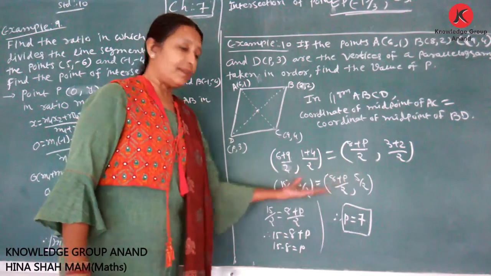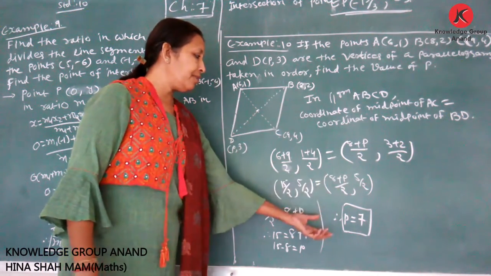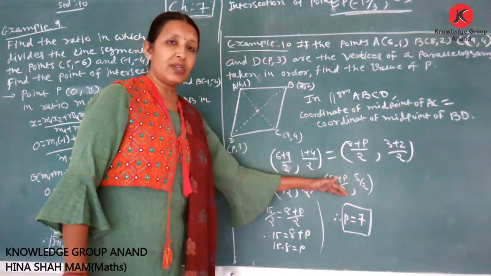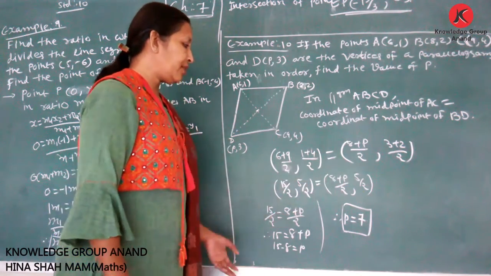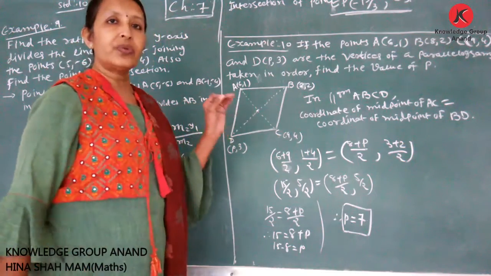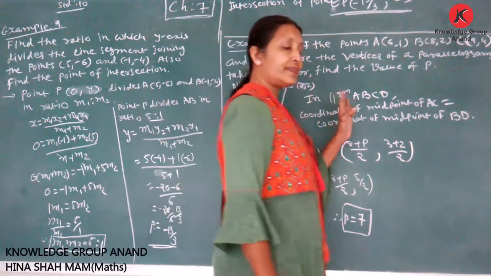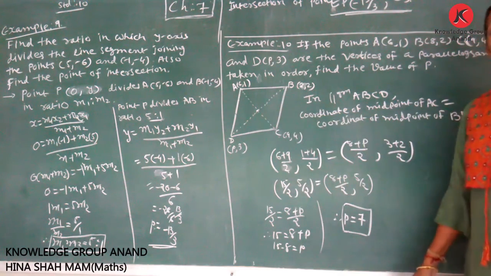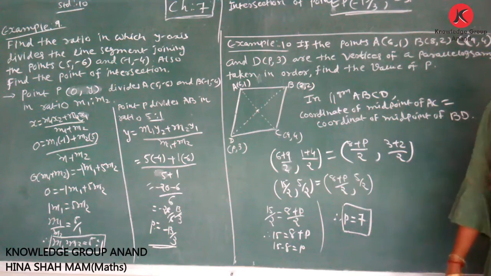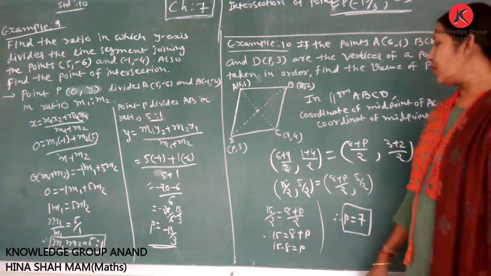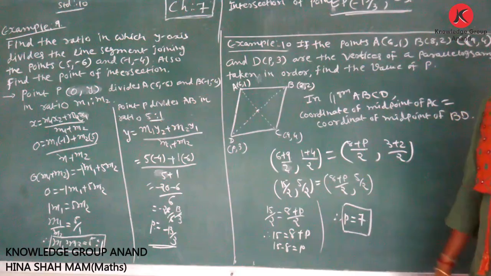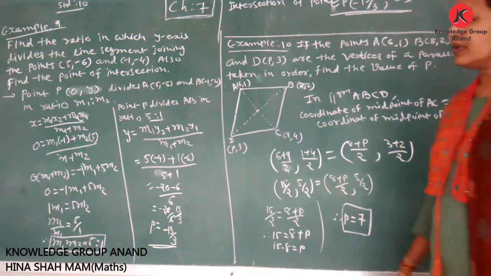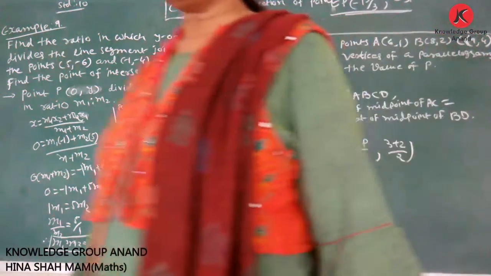5 by 2 and 5 by 2 are the same. Here 15 by 2 is equal to (8 plus p) by 2, the x coordinate. But remember the rule: in a parallelogram, the diagonals bisect each other. Therefore, the coordinates of the midpoints of the diagonals are equal. That was example number 9 and example number 10.